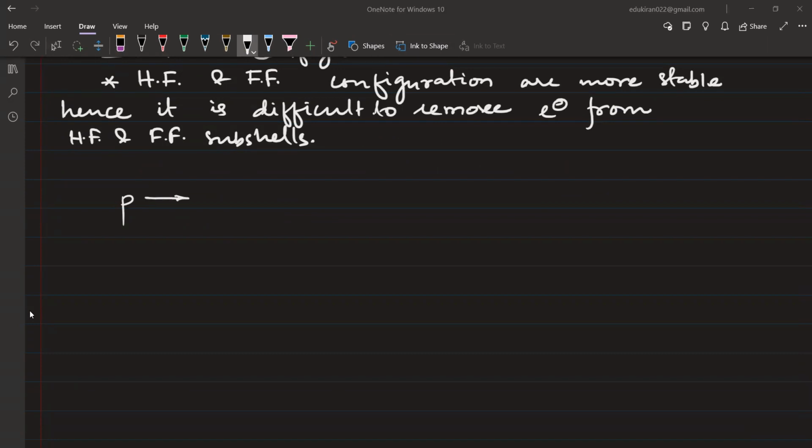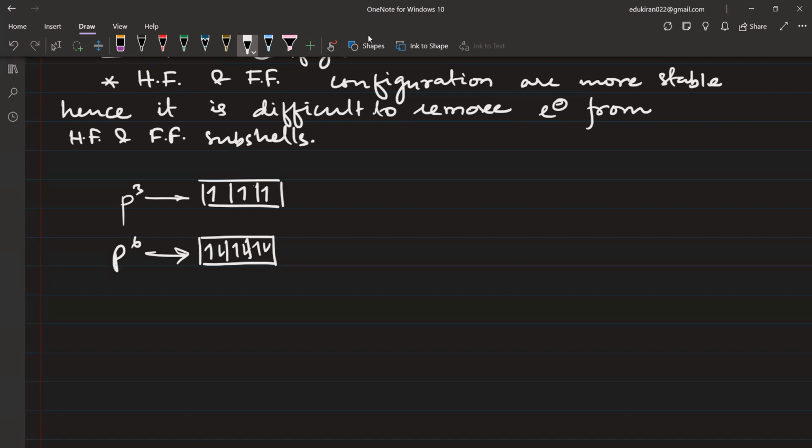6, very good. So if it is 6 electrons, then we show the p orbitals like this. See, we have 3 p orbitals, 1 electron, 2 electrons, 3 electrons. If it is this configuration, p3, or p6, then both of these configurations are more stable than, for example, p4. Here there is complete symmetry, that is why it is more stable.